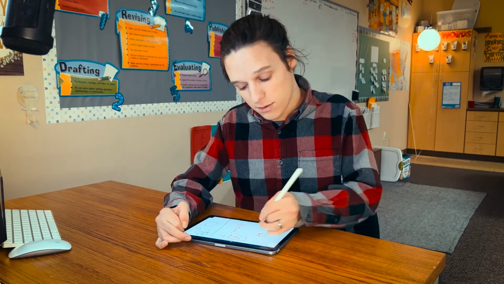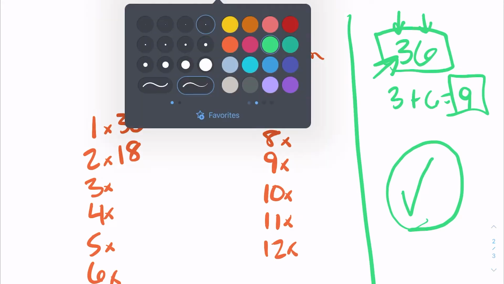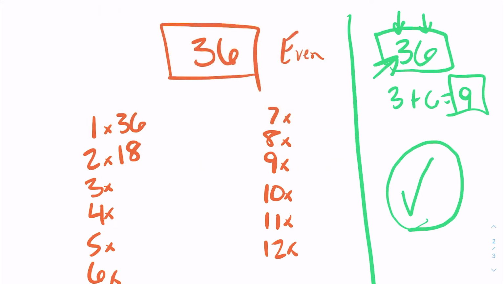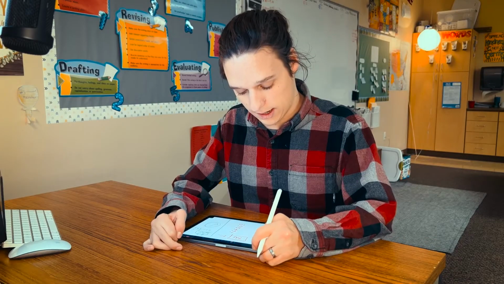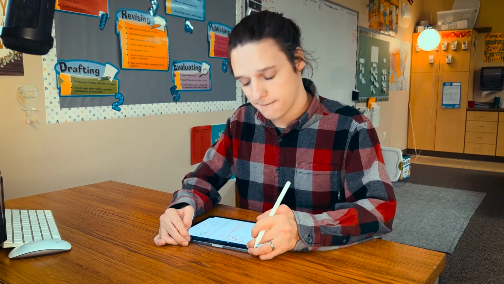36 is divisible by 3 if you use 12s. Let's get that color back. If you use 12s, so 3 times 12 gets us to 36. Next, 4 times something. Let's see if 4 times something will get me to 36.